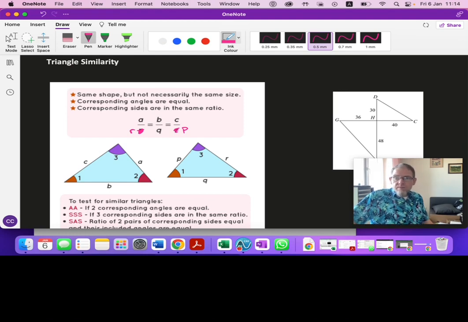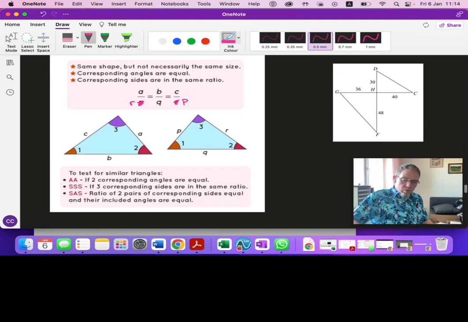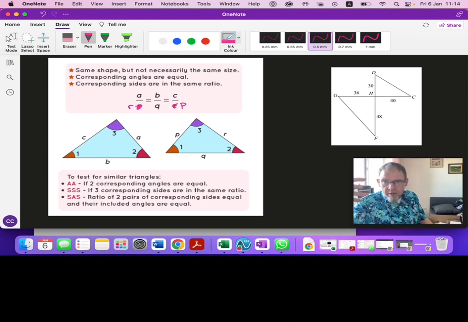And then from there, we have three similarity rules. And the three similarity rules are angle, angle. So if two of the angles in a triangle are the same, then the third also has to be the same because of the third angle theorem. So the shapes have to be similar to one another.